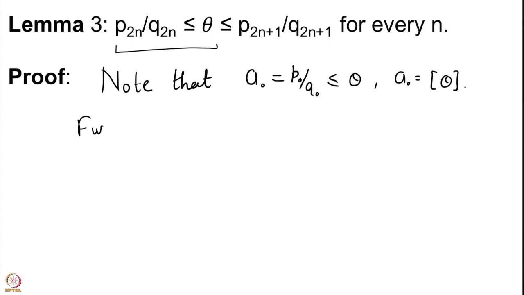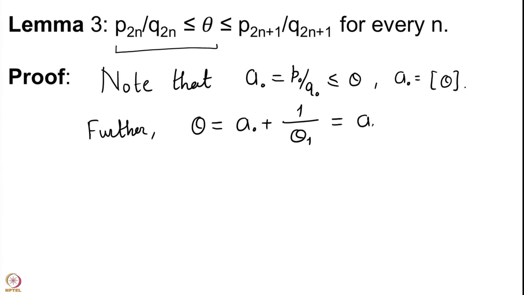Further, theta is written as a0 plus 1 upon theta 1, where we noted that theta 1 was bigger than 1, and we wrote this as a1 plus 1 upon theta 2. Now this a1 is the integral part of theta 1.